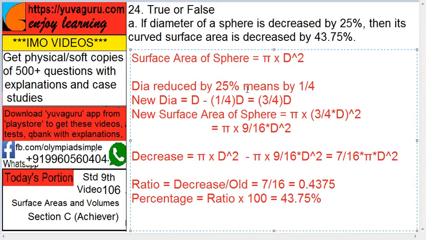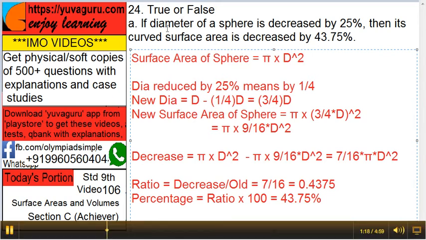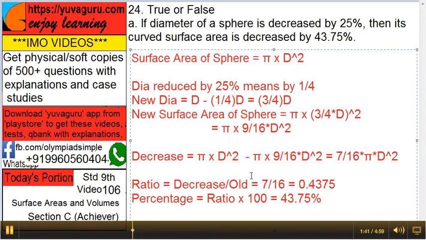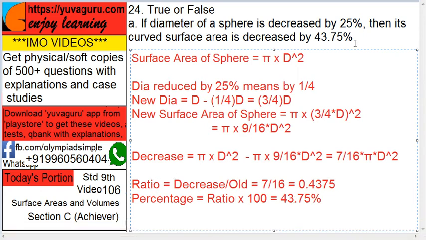Now we have to find the ratio because we have to find the percentage. So ratio equals decrease upon old. The decrease is 7 upon 16 pi d square, and old is pi d square. So pi d square gets cancelled, and what remains is 7 upon 16. You do the value yourself. It's 0.4375. To convert a ratio to a percentage, multiply by 100. So this becomes 43.75. So the answer is true.